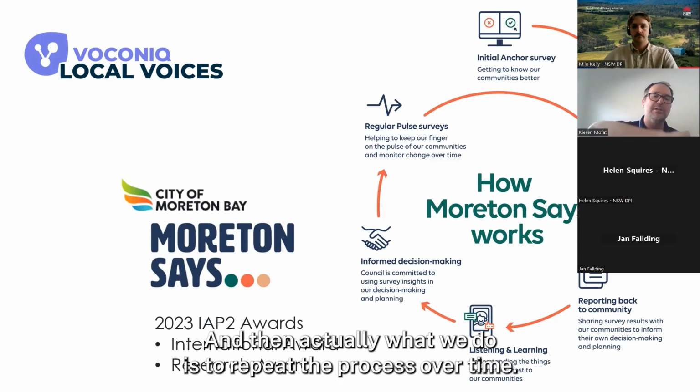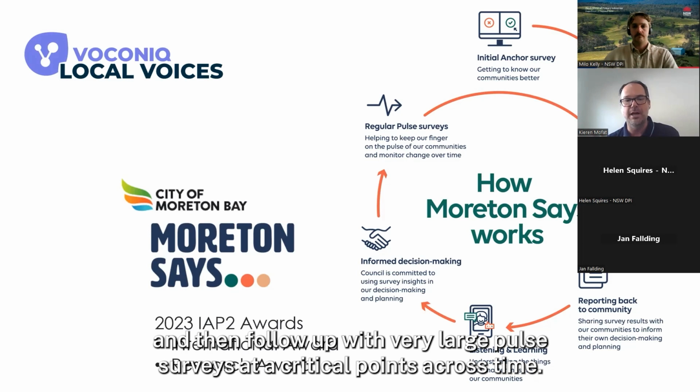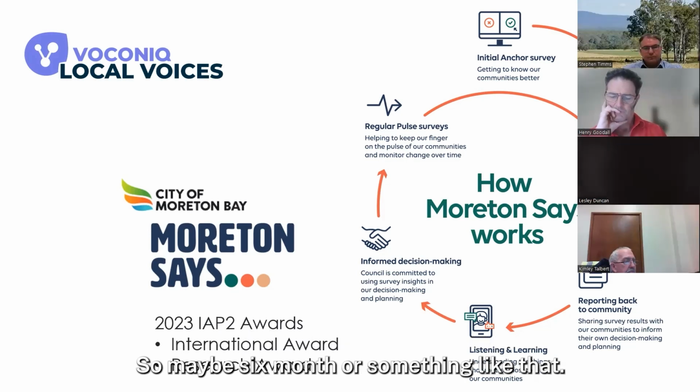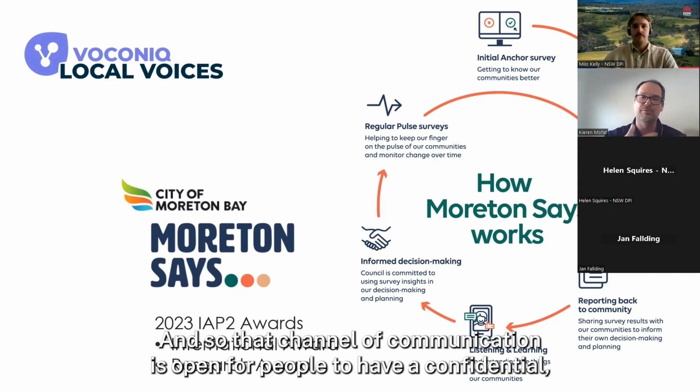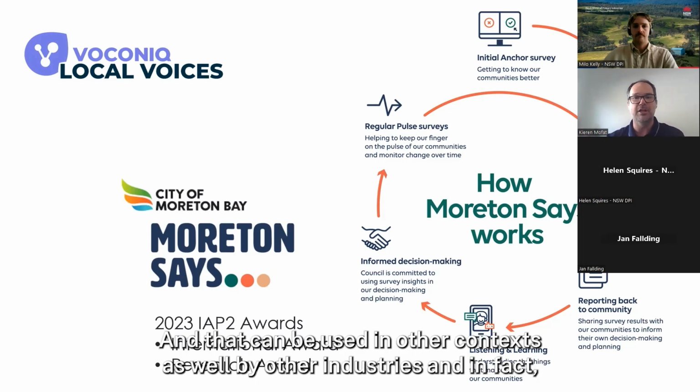And then actually what we do is to repeat the process over time. So we use an anchor survey at the beginning, which is very detailed, and then follow up with very light pulse surveys at critical points across time. So maybe 6 months or something like that. And so that channel of communication is open for people to have a confidential, anonymous voice into local government, and that can be used in other contexts as well by their industries.